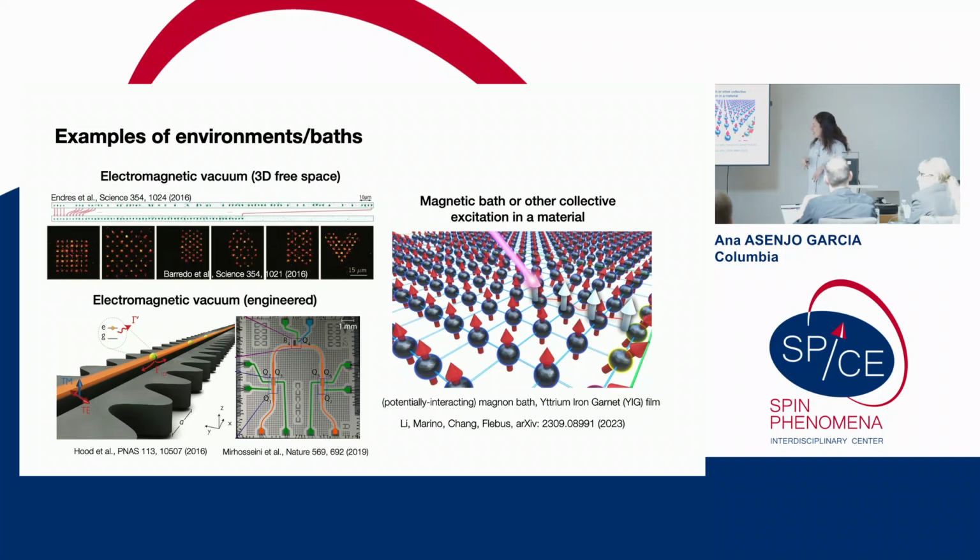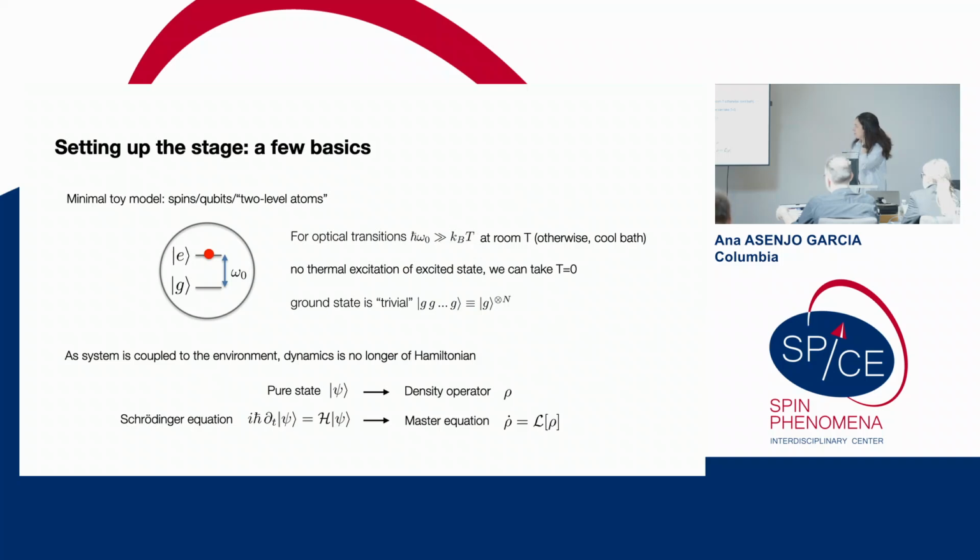This is a very cool paper by several of our organizers on thinking about different types of qubits and bands. So this is a bunch of spins coupled, the spins are defect centers, coupled via magnons in an yttrium iron garnet. Okay, so then, very quickly, we're going to consider a toy model where we have two-level systems, so ground and excited state.